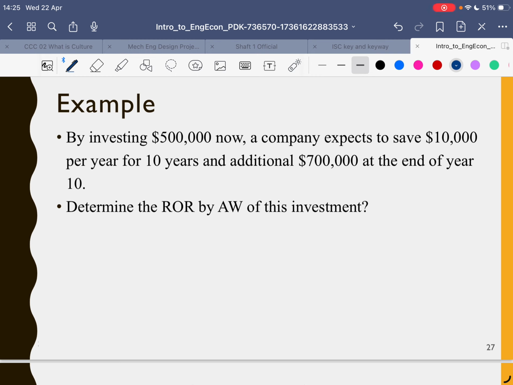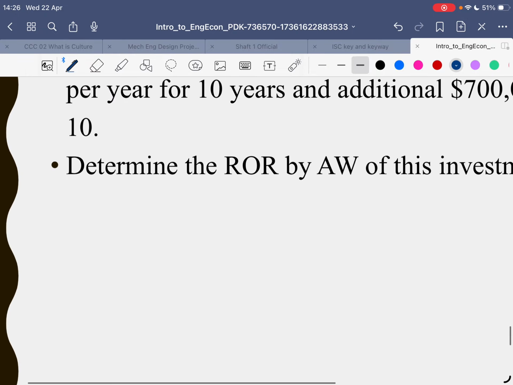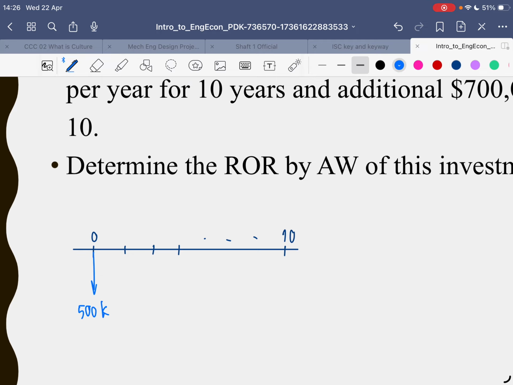So the timeline is going to be something like this, right? You have 0, 1, 2, 3, until year 10. You have an initial investment of 500,000, 500K, and you are saving 10,000 every year. An additional 700K here.